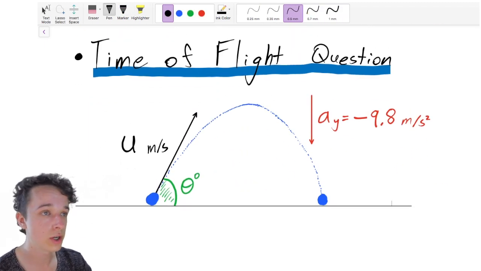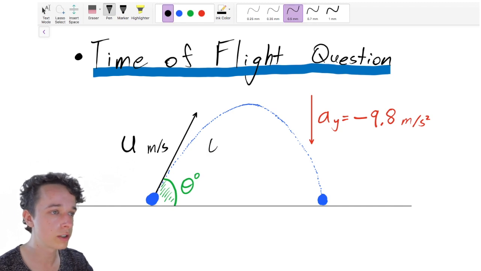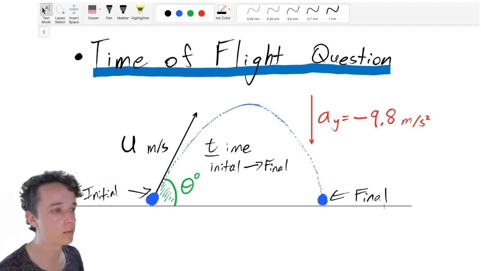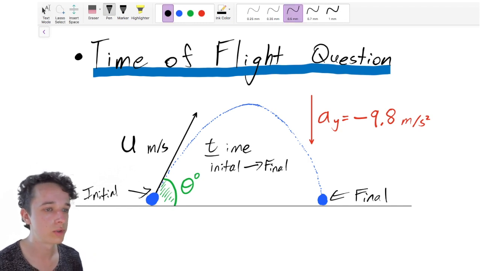What is time of flight asking for? It's asking for the time t that it takes to move from the initial position here, to the final position, which in this case is here. So the time taken to move from the initial position to the final position.